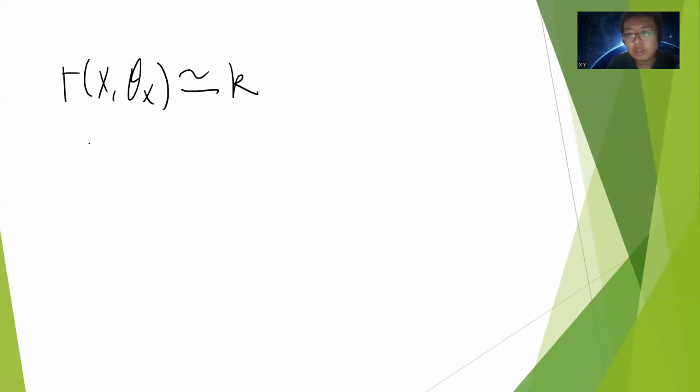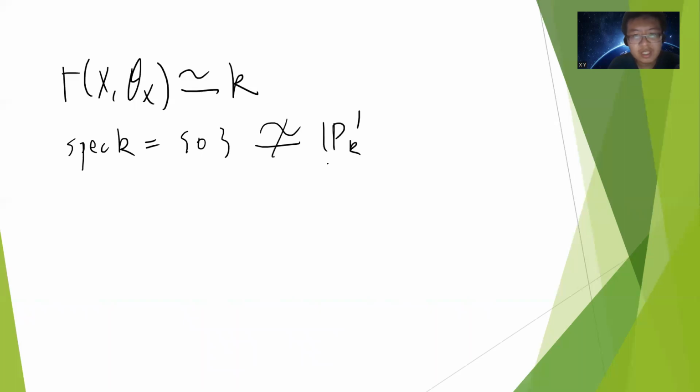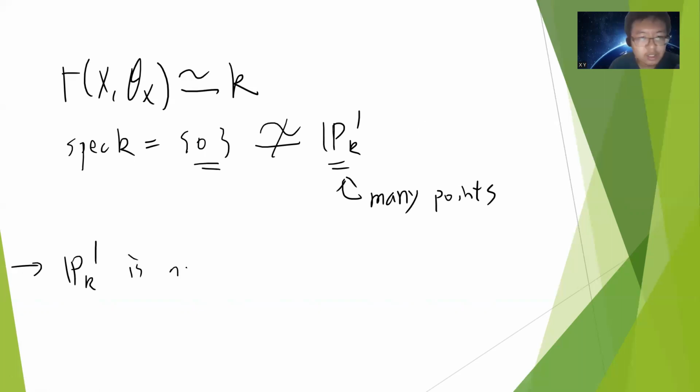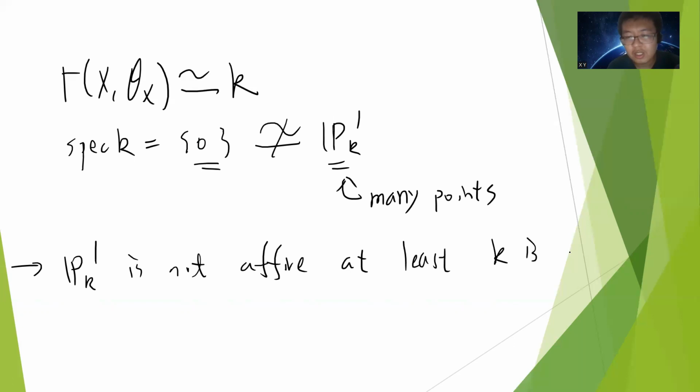Because if the global section is isomorphic to a field, then the Spec of k will be a point, right? It will just be a single point, because k is a field. But this cannot be isomorphic to P^1_k, because P^1 has many points. It definitely should not have only one point, if you choose k to be algebraically closed. Okay, so this proves that P^1 is not affine, at least for k algebraically closed.